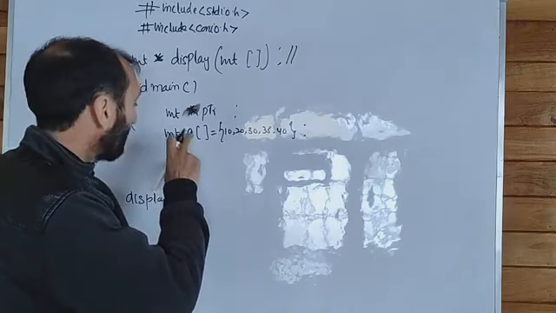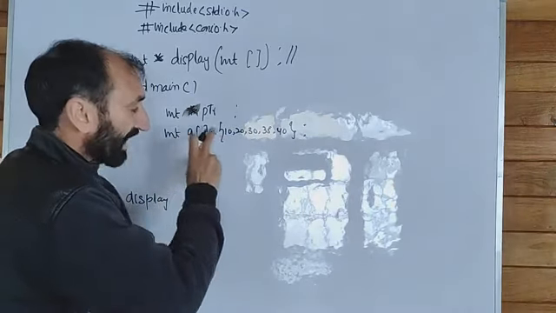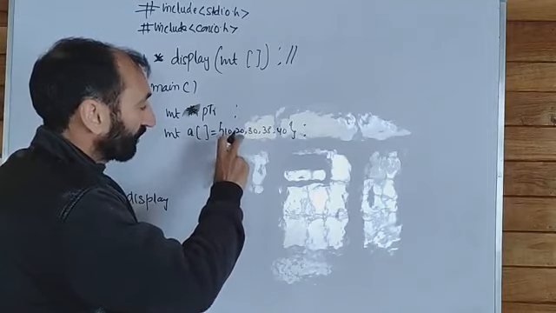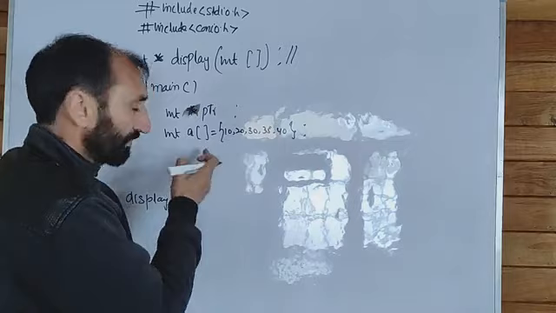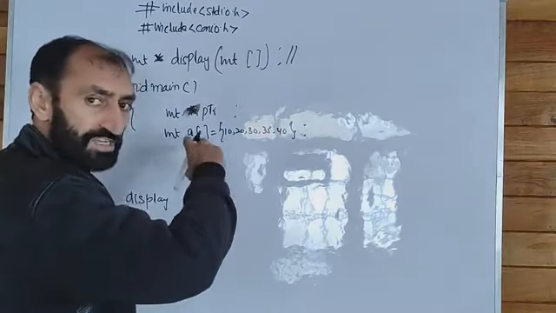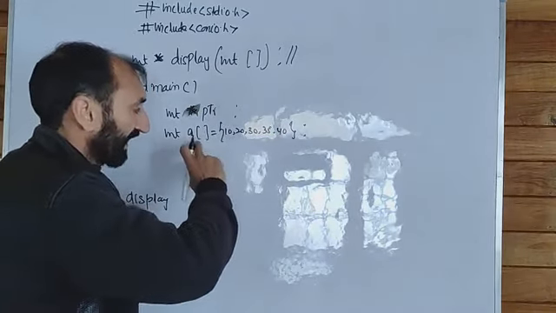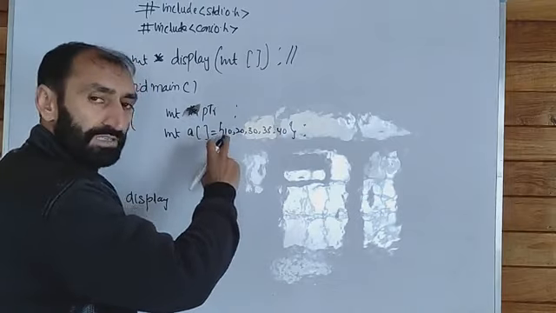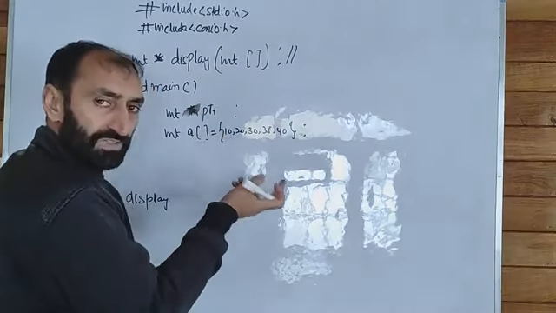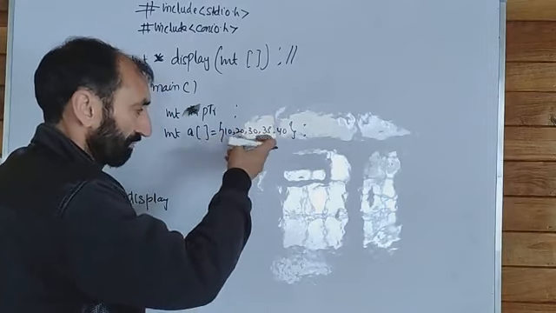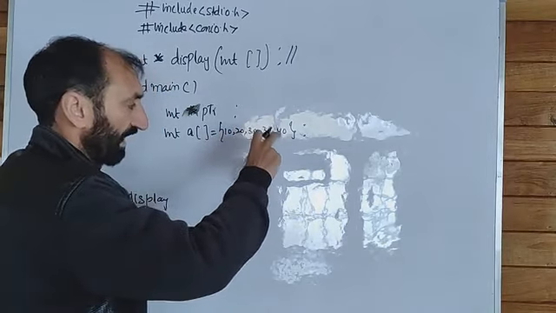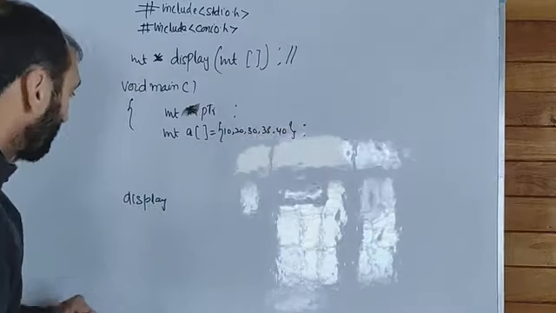Here I am declaring the array by the name A, and it consists of how many elements? 5 elements: 1, 2, 3, 4, 5. And at the same time, at the time of declaration, I am also initializing this array with these elements. The first index will have the value 10, the second will have 20, the third 30, the fourth 35, and the last one will have 45.